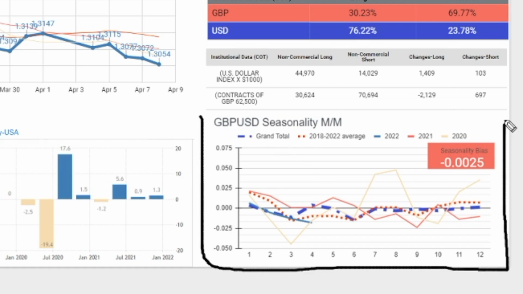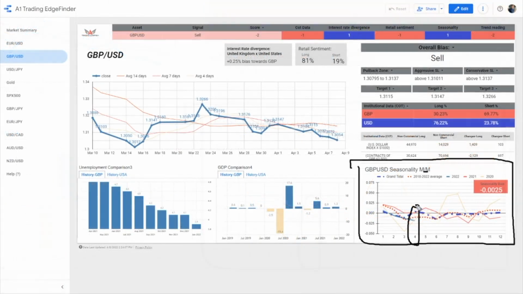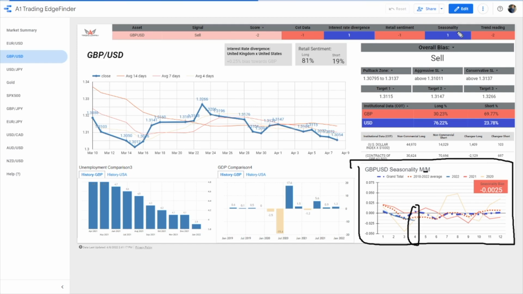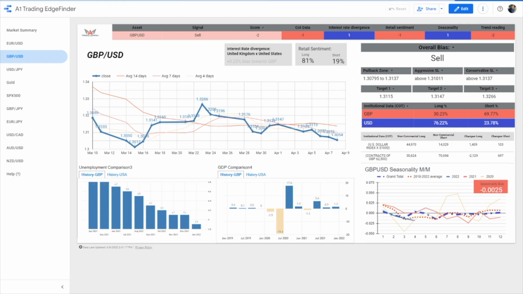This is a lot to look at first, but here's what you need to know. This is a month-to-month historical performance of the pound against the dollar. The reason that matters is that if you know historically that the month of April tends to be positive, which is the month that we're in when I film this, then seasonality is positive, right? So we have a +1. This month tends to be slightly positive for the pound dollar, so we want to be considering more on the buy side because of that. That adds to our score. So now we have +1, -1, -1, +1.